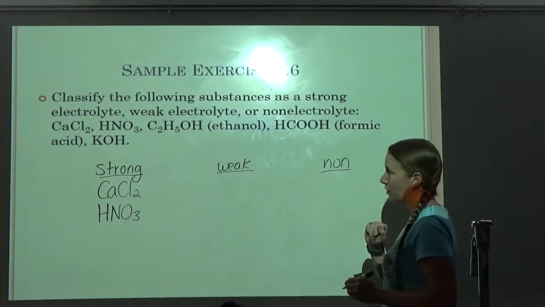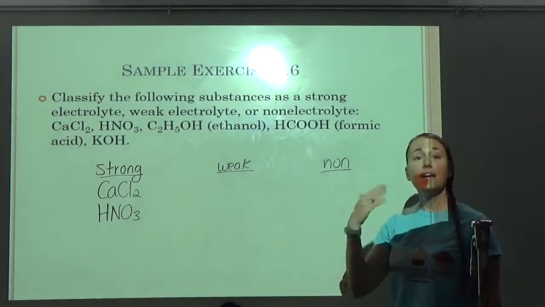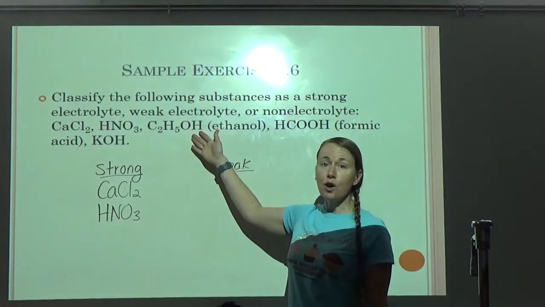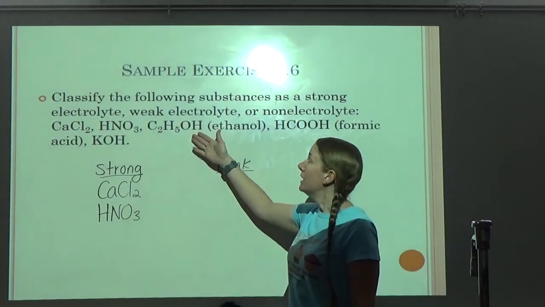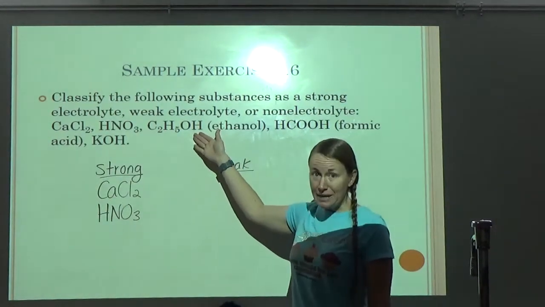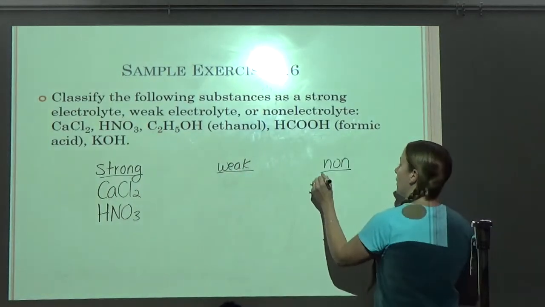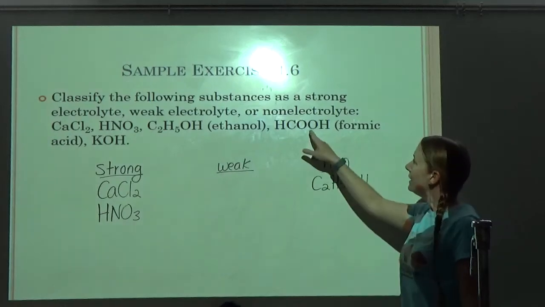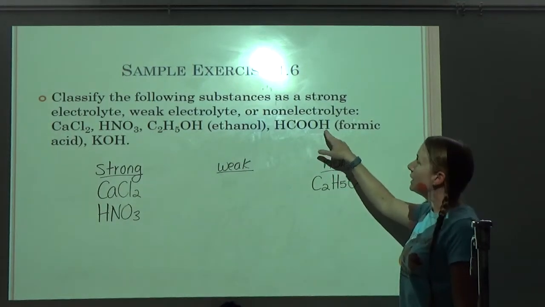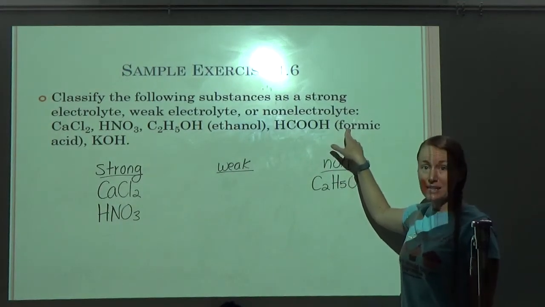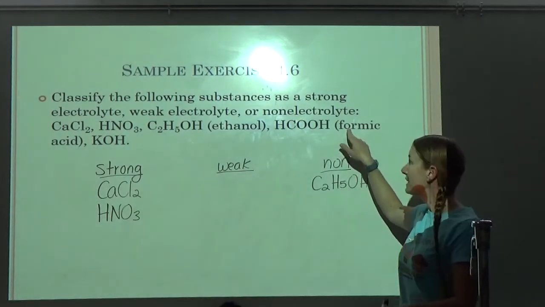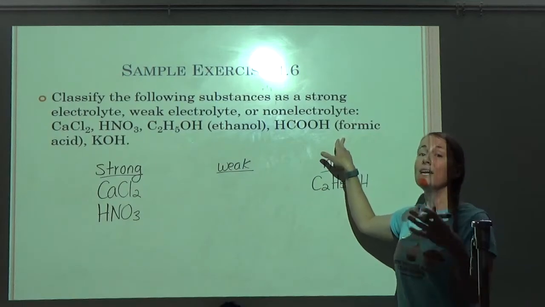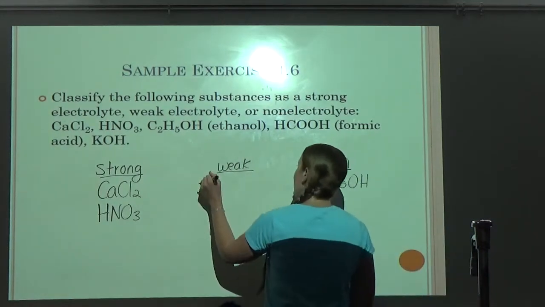C2H5OH, that is ethanol. Okay, it's not an ionic compound because it's not a metal and a non-metal. It is not a strong acid or strong base. It is not a weak acid or weak base, so it is just a molecular compound. All right, then it says HCOOH, and then it says it's formic acid. Okay, well I know my 7 strong acids, and formic acid is not one of them. So that means it must be a weak acid, which falls under weak electrolyte.